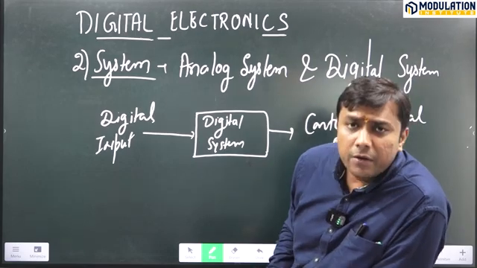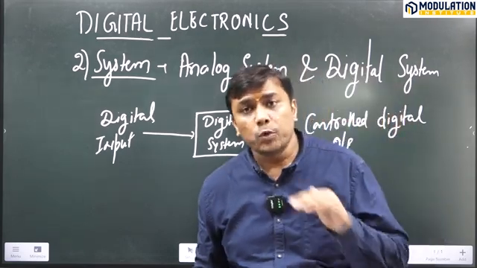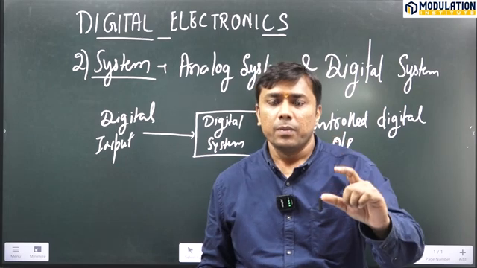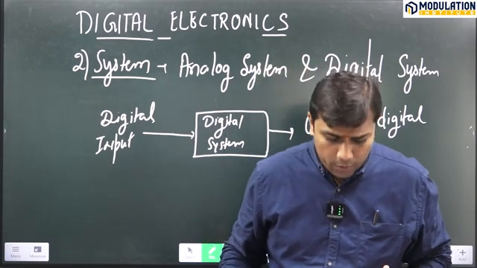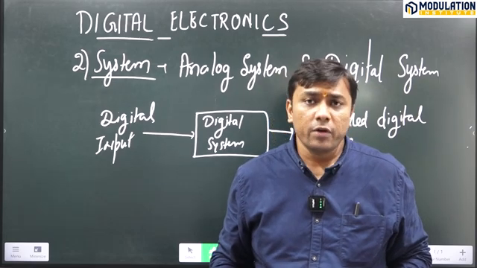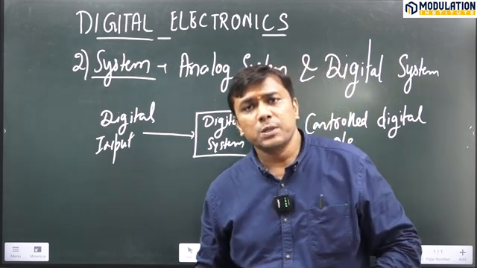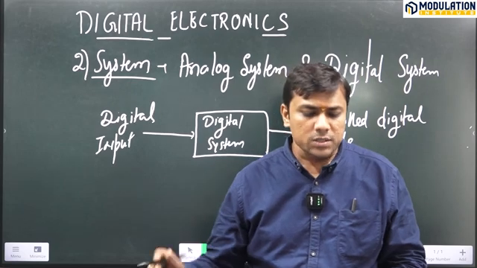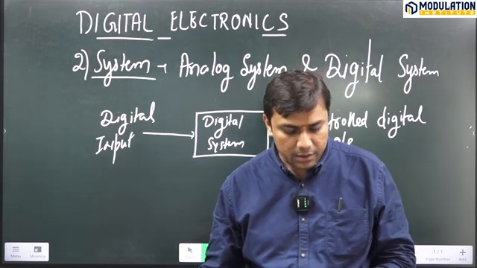which works with some set of rules, that is a system. So we come to the types of signal over here. There are two types of signal which we have to study. The first one is analog system and the second one is digital system.